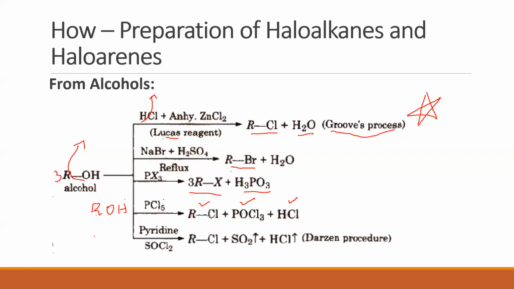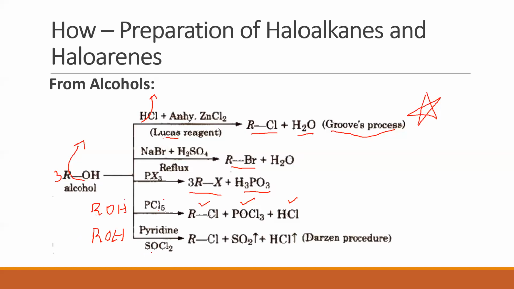In the last method, even here, we just take 1 mole of ROH. Clear? I take 1 mole of ROH. It is made to react with thionyl chloride. What is thionyl chloride? SOCl2, in the presence of pyridine. Now what will happen here?